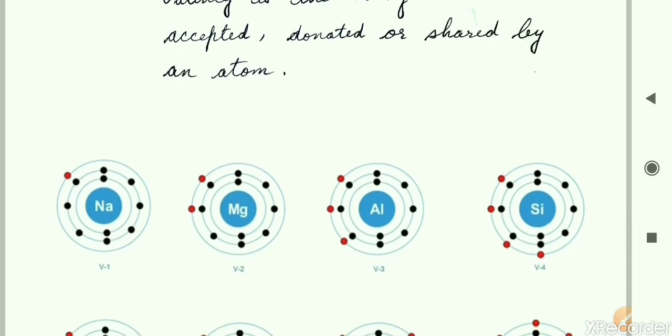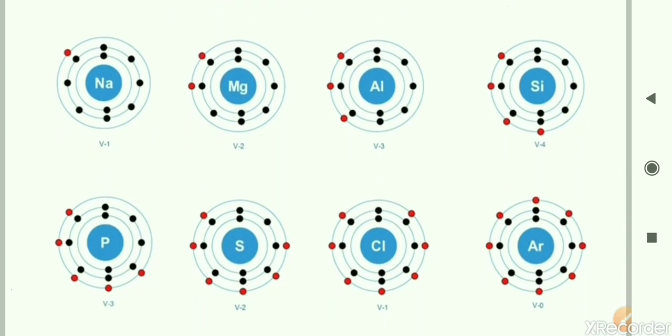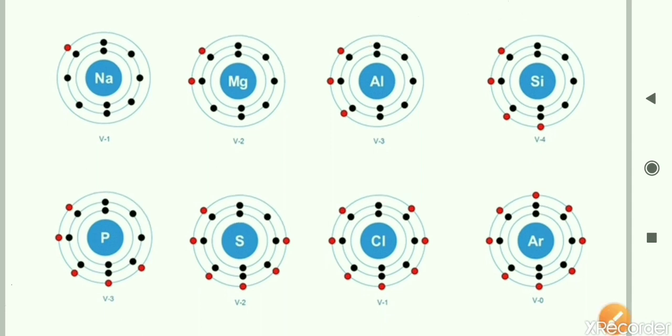For making it further clear, here we will one by one refer to these structures of atoms. Remember that we have to pay attention only to the outermost valence shell.